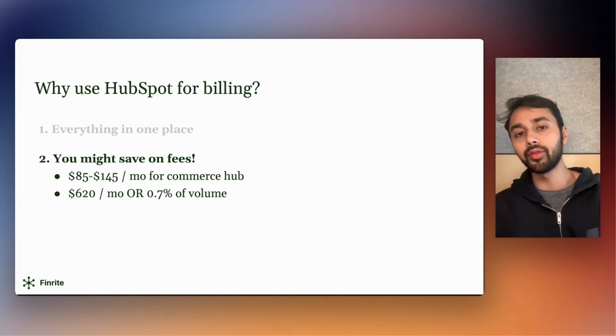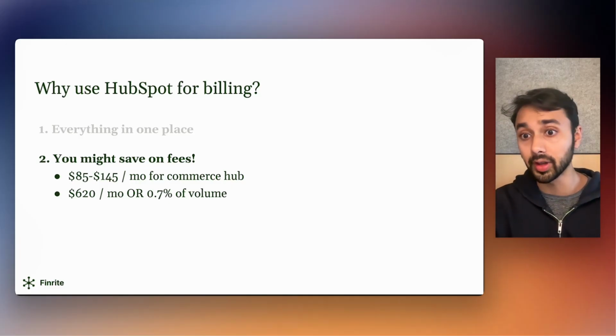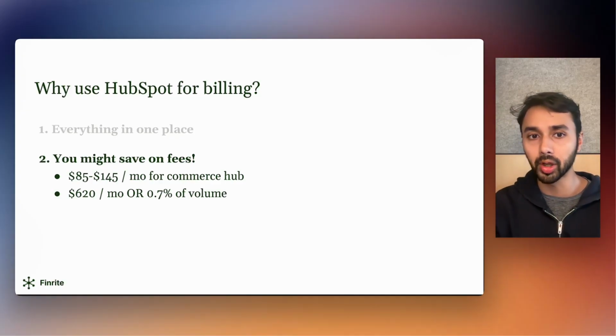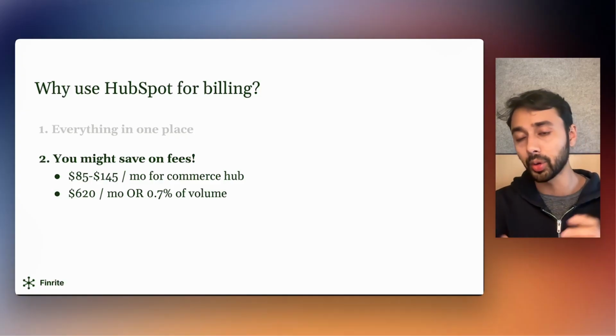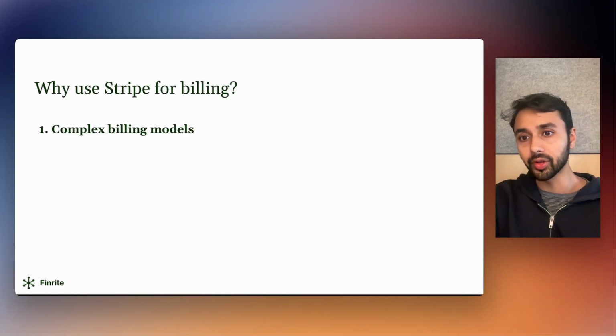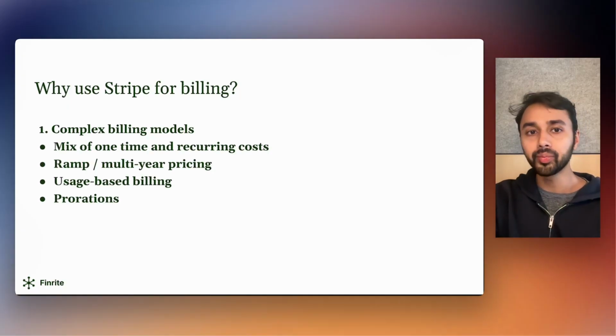Another reason is you might save on fees. HubSpot charges $85 to $145 per month per seat for Commerce Hub, which is what you need to drive billing, as opposed to Stripe, which charges $620 per month, or 0.7% of volume billed through Stripe. The $620 price, by the way, is for any number of seats. The flip side of this, why would you want to use Stripe?